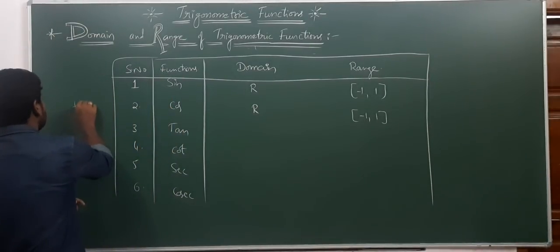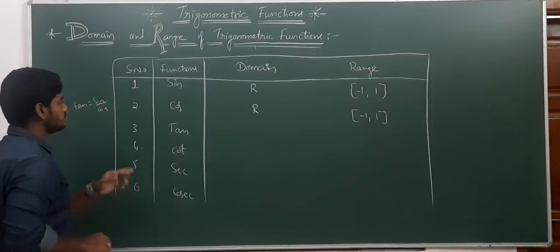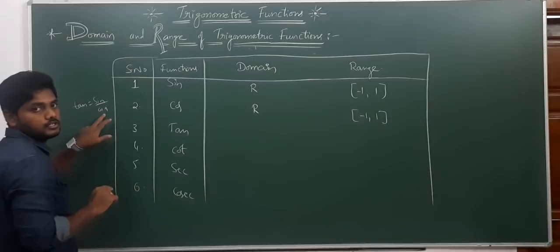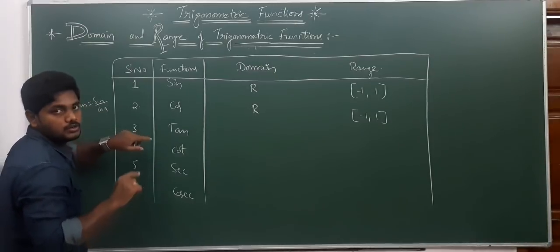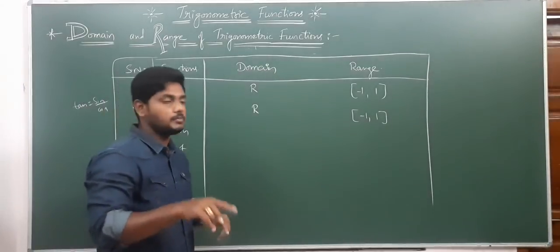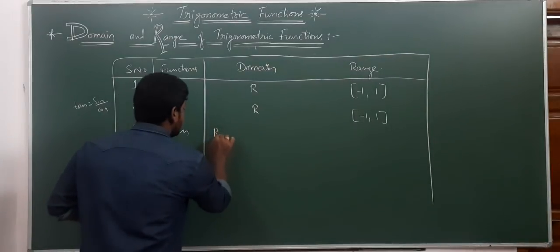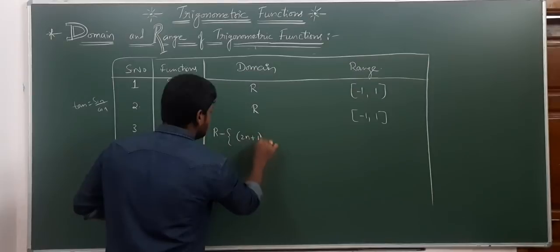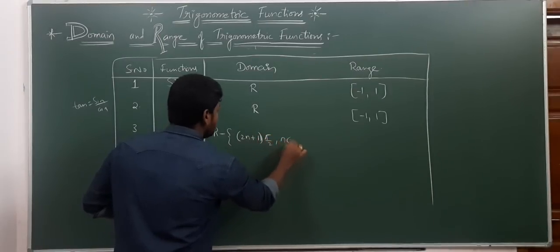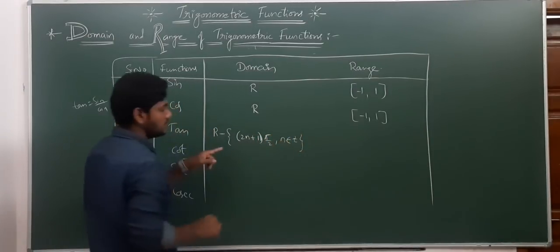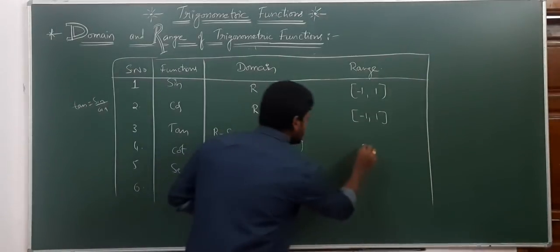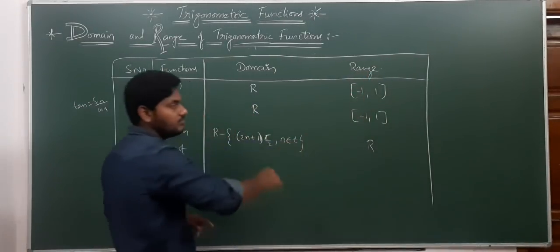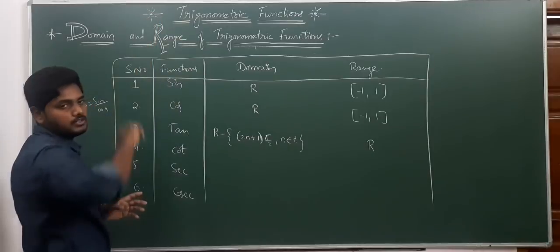Next, tan and cot. I told already previously, tan means sine by cos. That means cos should not be equal to 0. When cos will be equal to 0, x equal to (2n plus 1) into pi by 2. So except that, R minus of (2n plus 1) into pi by 2 where n belongs to Z. R minus of that. Right? Next, when it comes to range, it is real numbers. The graph will be like this, minus infinity to infinity.